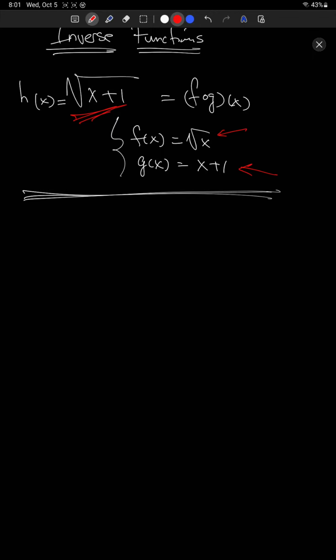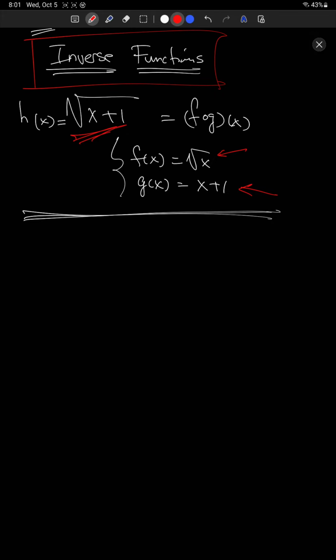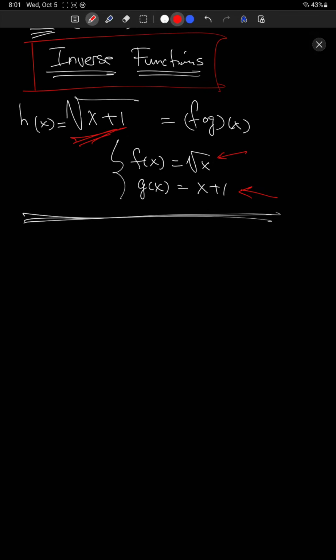All right. For our class, we're not going to use compositions in this way as much. Our primary reason for talking about compositions is so that we can talk about the concept of the inverse function. Okay. So compositions are important in multiple ways.